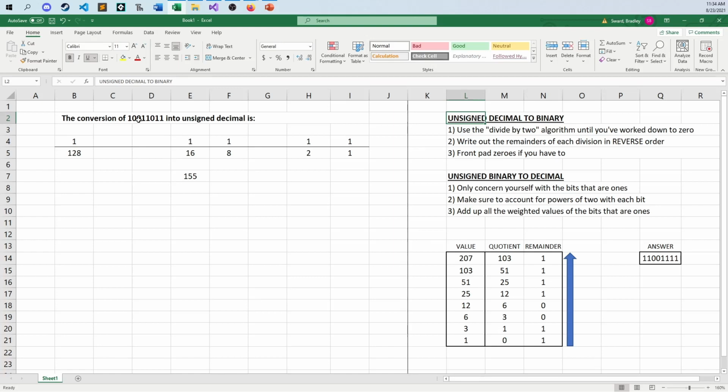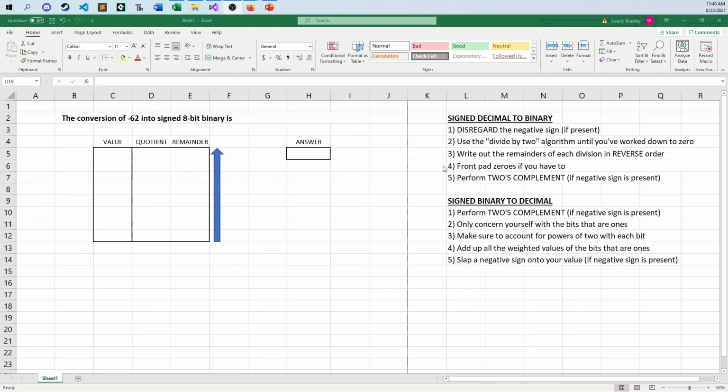Because if this number is 155 unsigned, I guarantee you this number is not 155 signed. This number is probably like -100 or -101 or something like that. Probably, I think -101. But we're going to find out. We're going to do some examples here and see. Here are the algorithms to do the signed math.